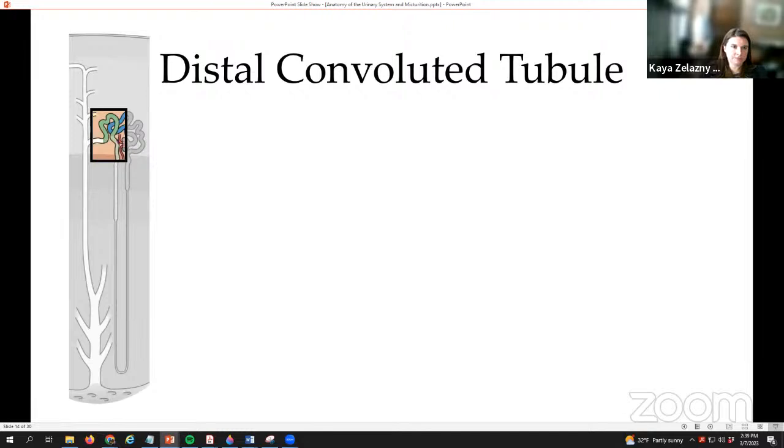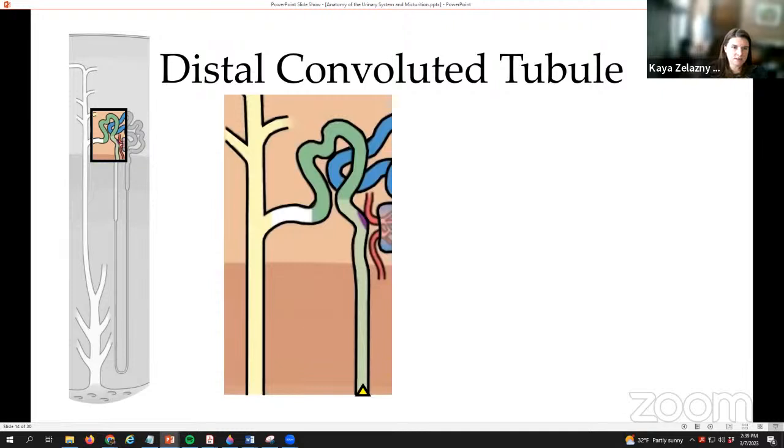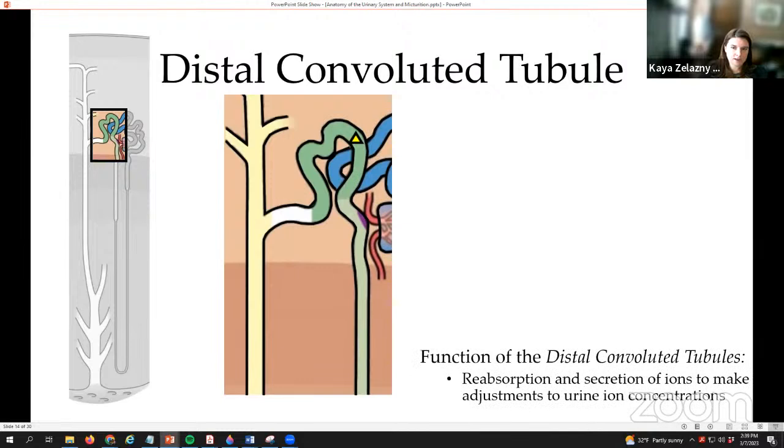So we're zooming in. Our filtrate was in the loop of Henle, or the nephron loop, before. We're going through the ascending limb. Now we're in the distal tubule, or the distal convoluted tubule. The function here is going to be some more reabsorption and secretion in order to make adjustments to the ionic contents of the urine. So basically what solutes, what electrolytes are in there. We're going to do a little more fiddling here in the distal convoluted tubule.